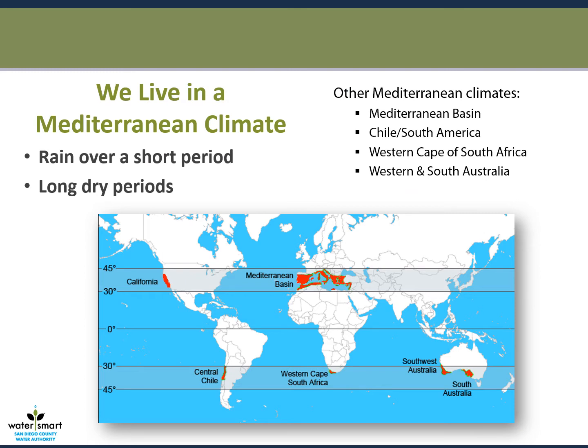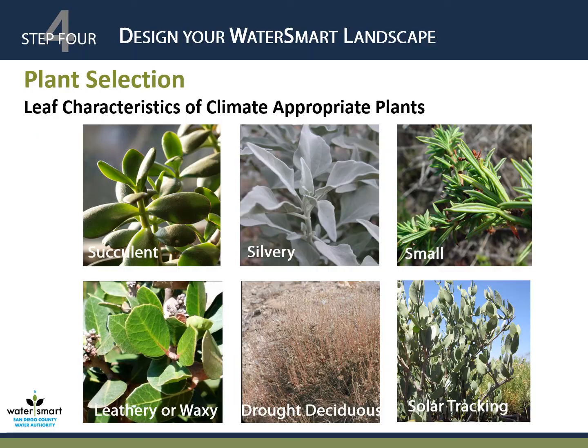So again, we live in a Mediterranean climate that is characterized by rain over a short period of time, followed by long dry periods. And so the Mediterranean climate plants have different types of adaptations to survive those long periods without water. They might develop succulent leaves or silvery leaves or very tiny leaves. They might have leathery or waxy leaves. They might go drought deciduous, which means they turn brown and crispy. They may perform solar tracking as water conservation strategies.